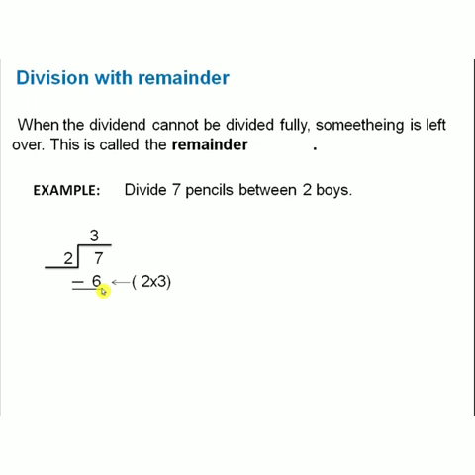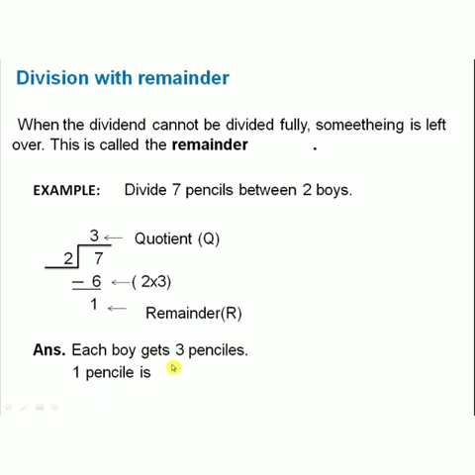Next, 6 becomes below. Next we subtract 6 from 7, and we get 1, which is our remainder. So, children, 3 is the quotient and 1 is the remainder. Now we get the answer: each boy gets 3 pencils and 1 pencil is left over.